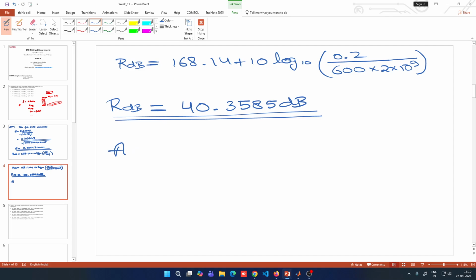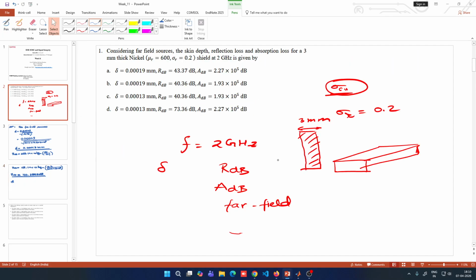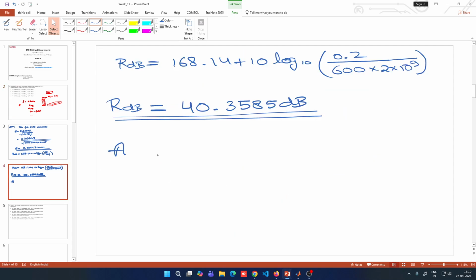Means the wave which is coming out can be considered as coming out from a point source and which is far away from the device under test, which can be placed inside this. Or maybe this nickel is a casing which contains the electronic components of a device. So now we are finding out the AdB, which is the absorption loss. So here these losses are good. We want to reduce that wave intensity as much as possible because it can cause interference.